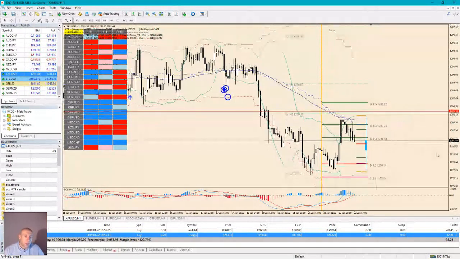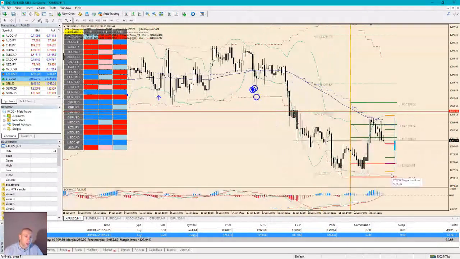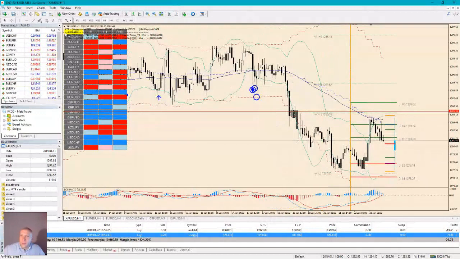First target 1278.1415. You can scale out here if you are successful. Place a final target here at the ATR projection 1276.75. But that was a short, definitely, and it's going down again.